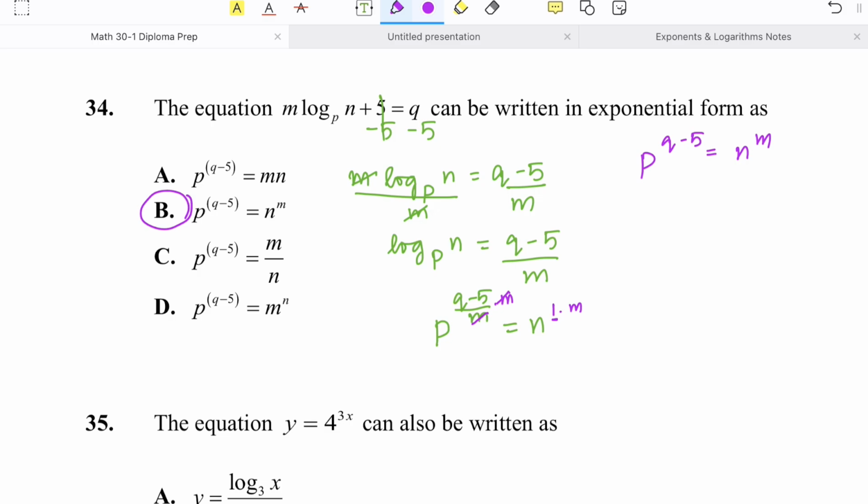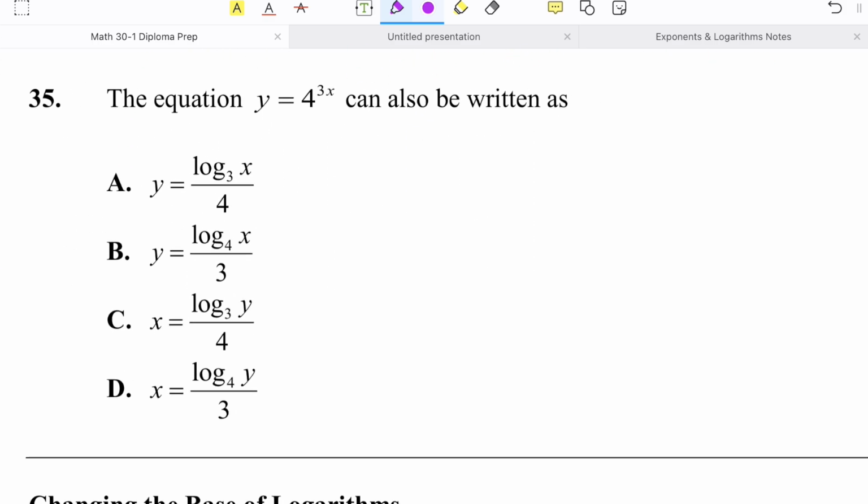Okay, let's move on. The equation is given to us. Pause the video and try this on your own.